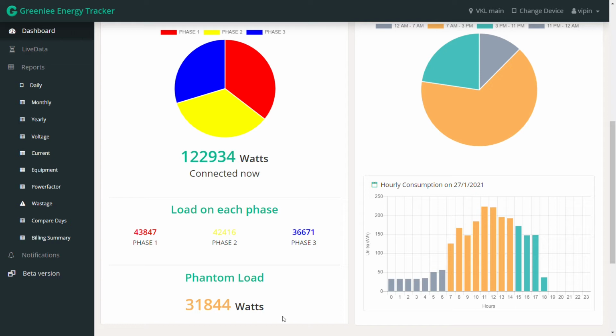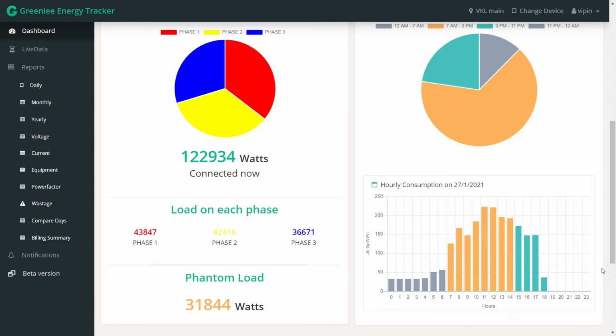And if you're talking about a 24/7 operating place, the phantom load could be about 15 or maybe 20-25% and not more than that. So looking at the phantom load and keeping a close tab on it is an important aspect of your energy monitoring and management.